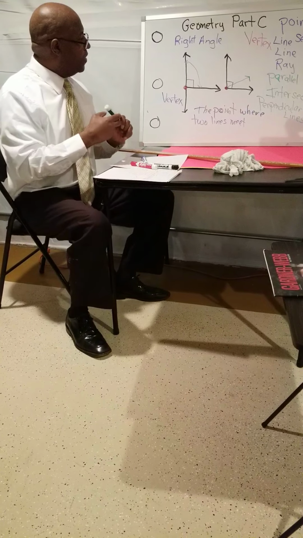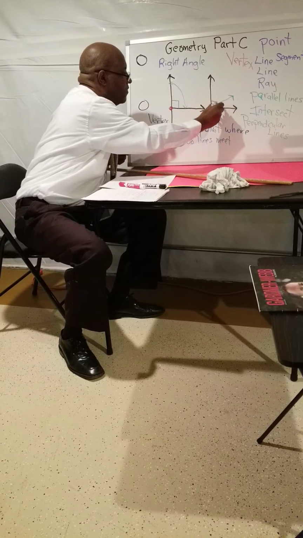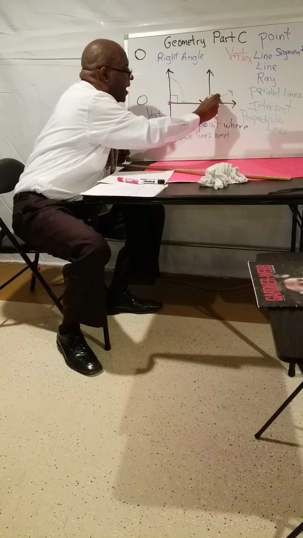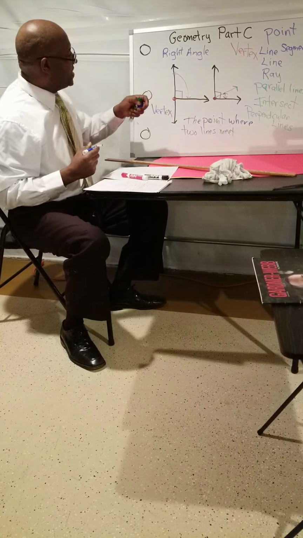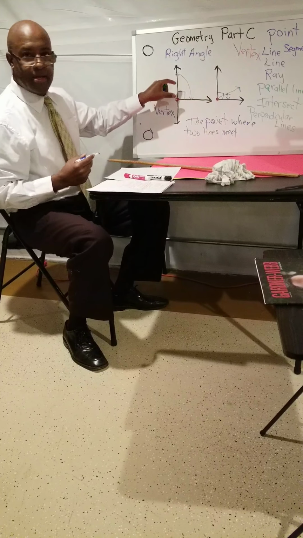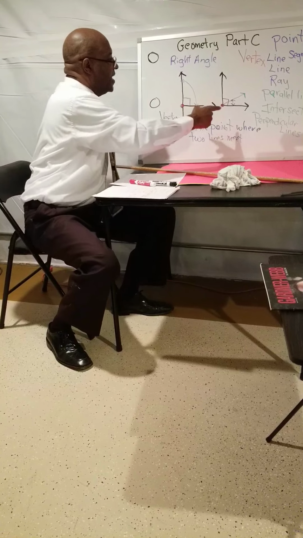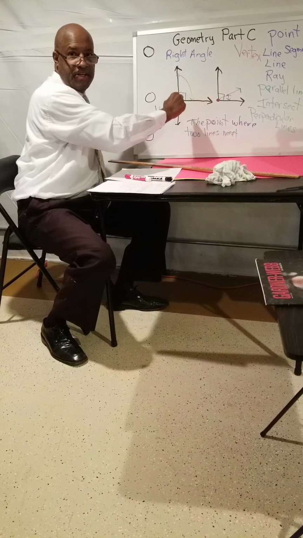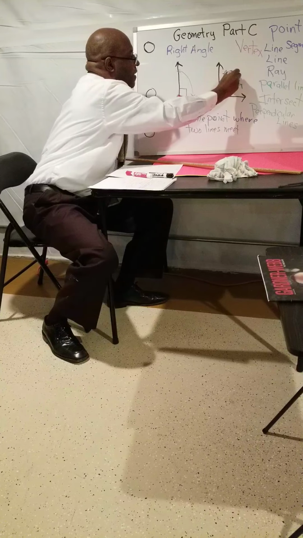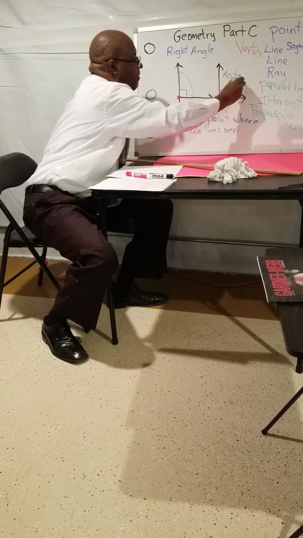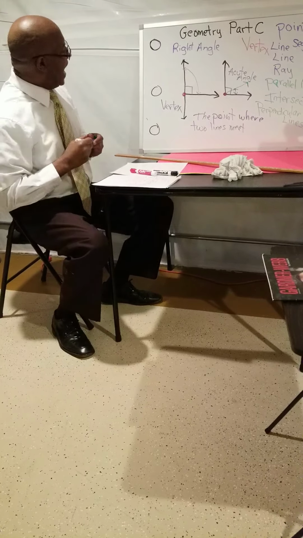This angle, starting from this bottom ray and touching that top ray, you see that? That's much smaller than the right angle. So since it is less than, anything less than all of this area would be called an acute angle. Everybody say acute. Acute angle.